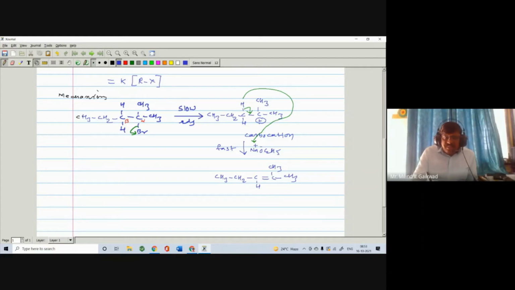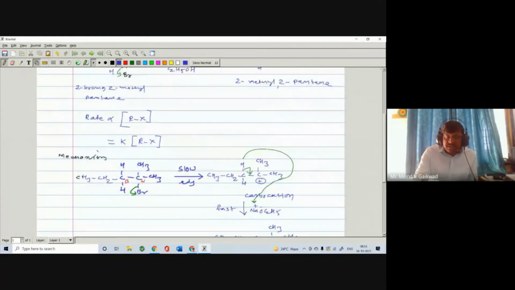In the second step, as there is a formation of carbocation, this C positive, there is also a possibility of attack of this base O minus on the carbon atom. When the base attacks the carbon, it acts as a nucleophile, and when it attacks the hydrogen, it acts as a base. So you are also getting the substitution pattern.